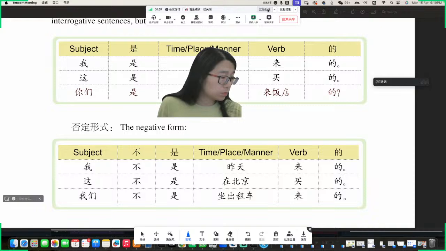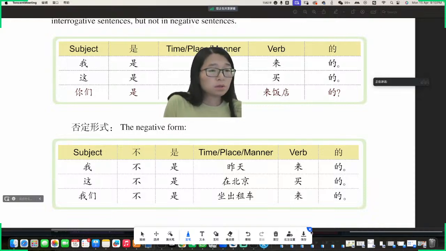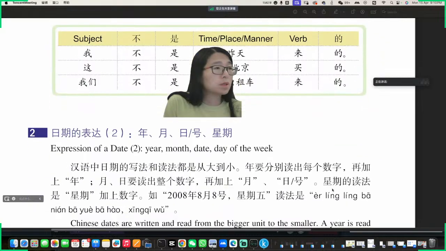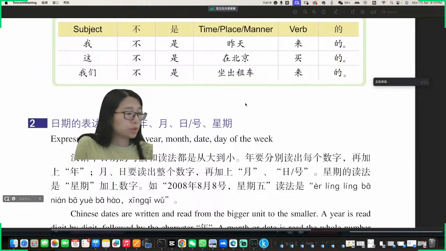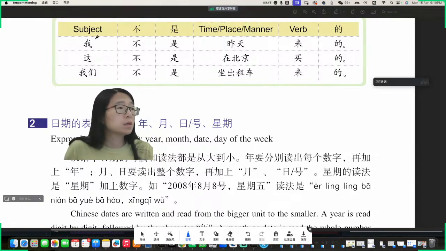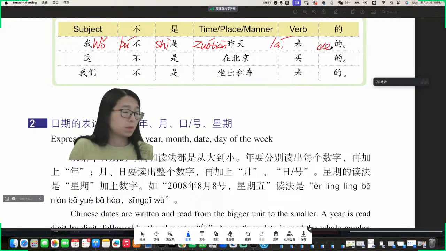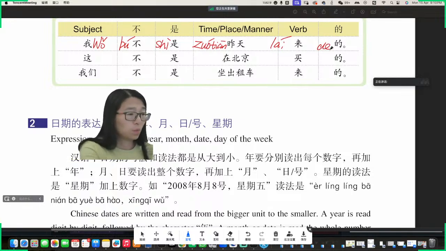Okay, so don't worry if you don't know this character. No problem, we can still learn how to say them because we have a very useful tool which is called pinyin. So the first sentence: 我不是昨天来的. Okay, let's say the first sentence, 我不是昨天来的.